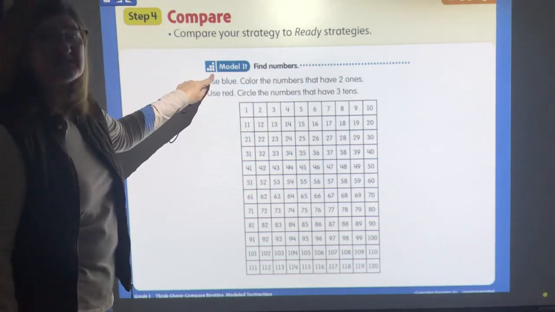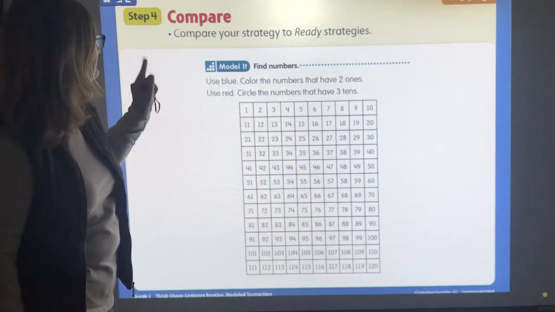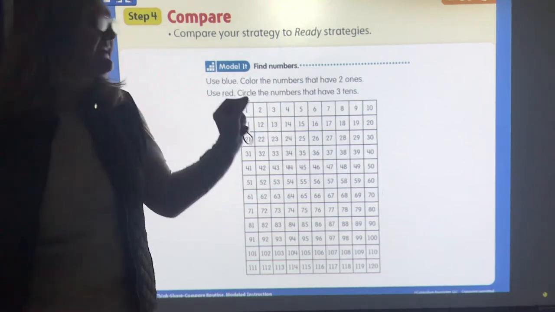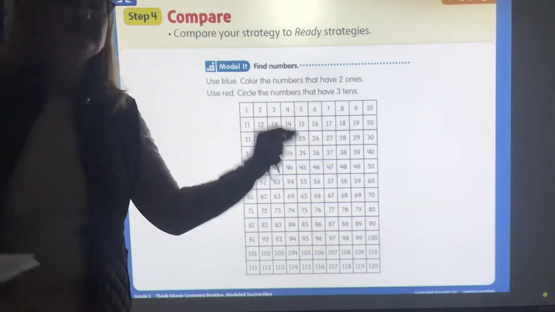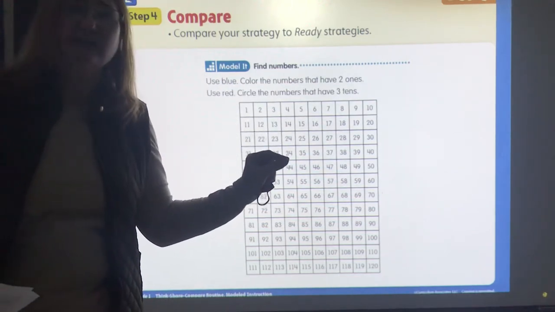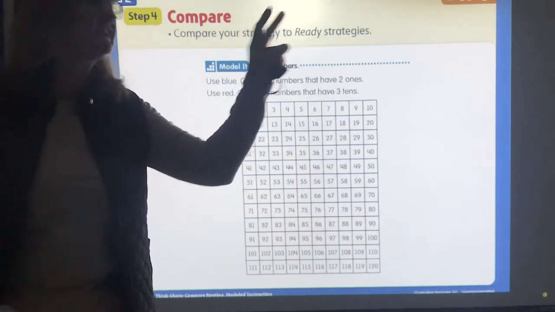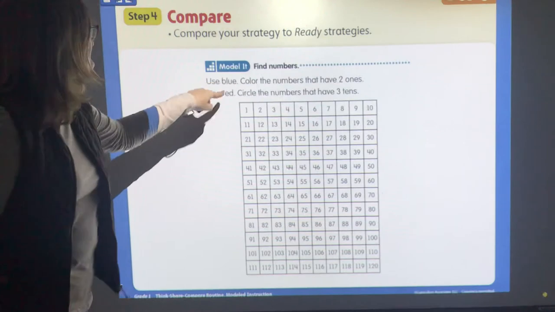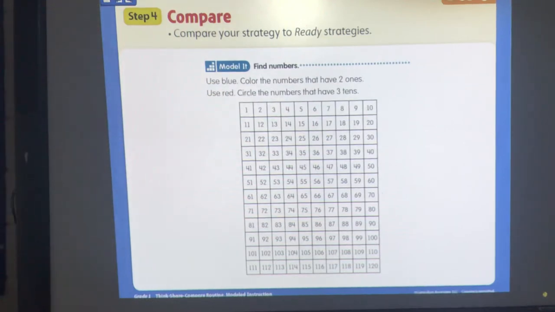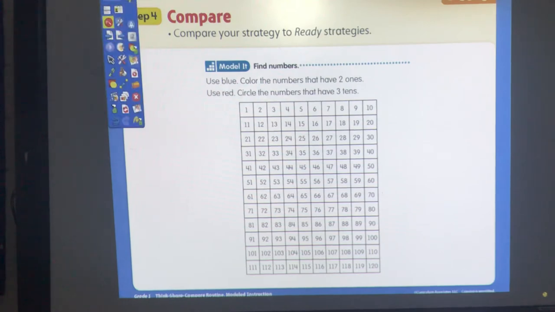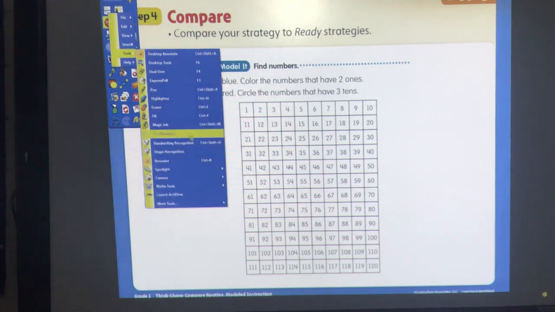Miss Williams is going to work with you, okay? If you need to pause the video to go get your crayons, that's fine, but you need 2 different colors. If you've got a blue and a red, that would be fine. You can pause it if you need to. I'm going to go ahead and do this with you. Let Miss Williams get her tools here.